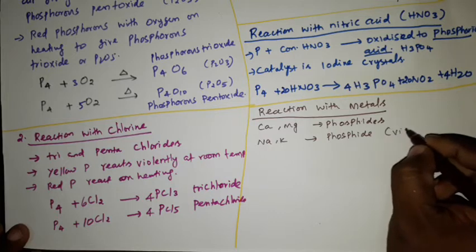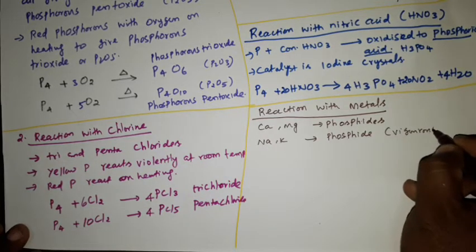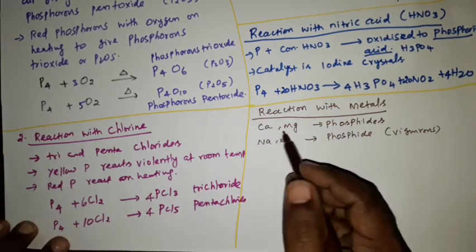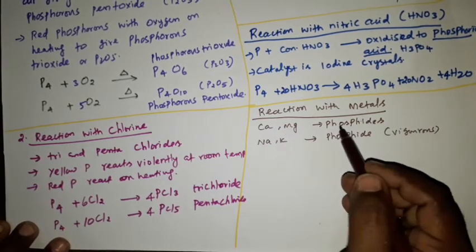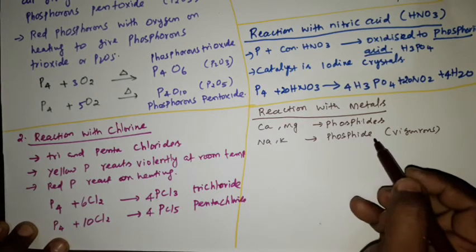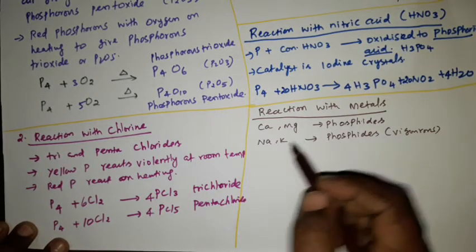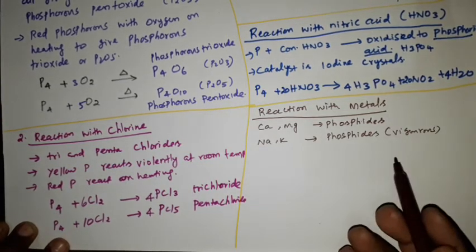This reaction is vigorous because the group 1 metals are highly reactive. With group 2 metals, that is calcium and magnesium, we get phosphides. With group 1 we also get phosphides, but the reaction with group 1 is highly vigorous.